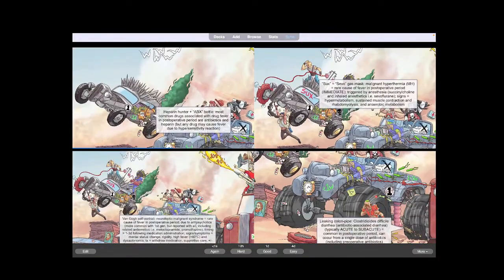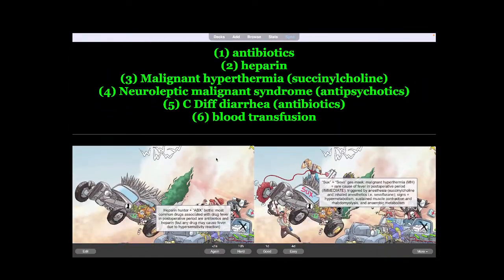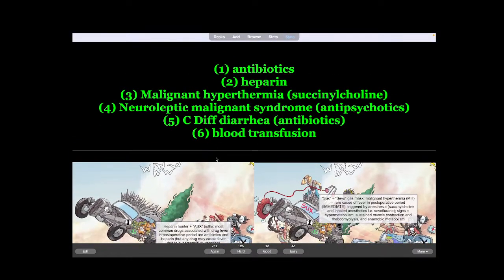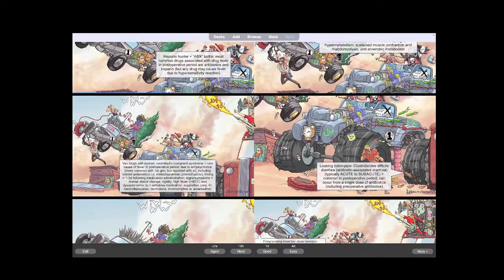Where's your heparin? You got the Van Gogh, dude. What's the Van Gogh for? Malignant syndrome. Okay, fine. Sedative, antibiotics, blood transfusion. I do see the blood.